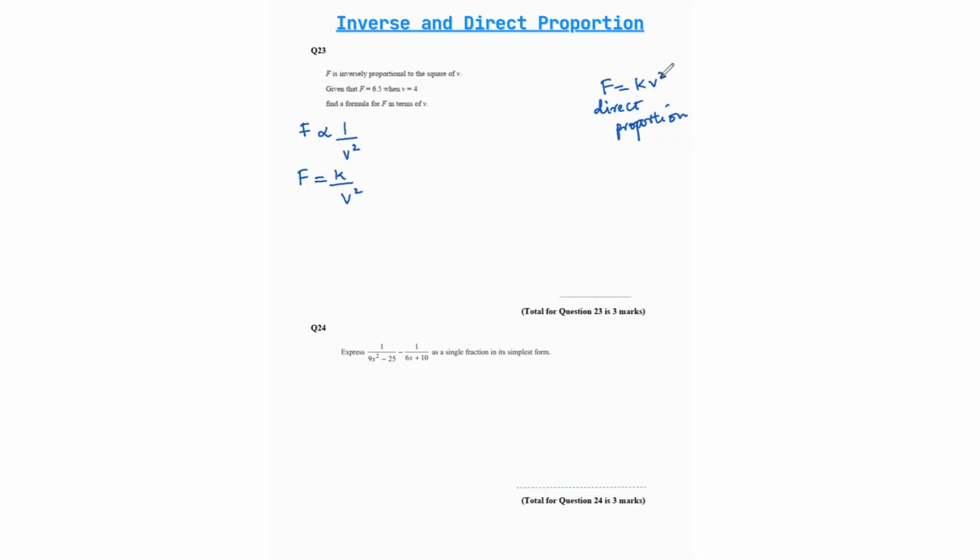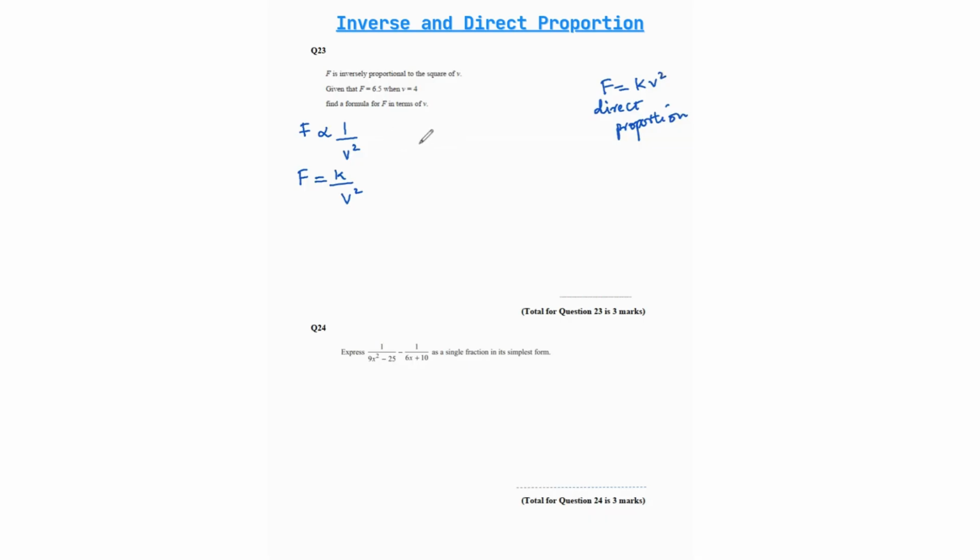Also, another thing: in an inverse proportion, your variables are going in opposite directions. So let's say if one variable is increasing, the other would be decreasing, and vice versa. Whereas in direct proportion, either both are increasing or both are decreasing.